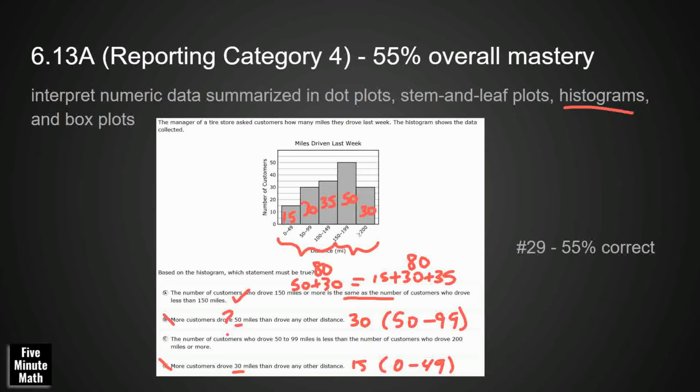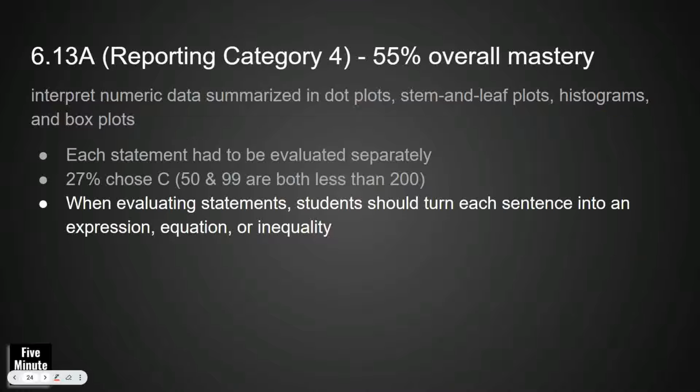We can evaluate C. The number of customers who drove 50 to 99 miles, all right, so that's 30, is less than the number of customers who drove 200 miles or more. Nope, 30 is not less than 30. 30 is equal to 30. So our answer here is A. Only 55% of our students were able to get that correct. We had to evaluate each statement separately.